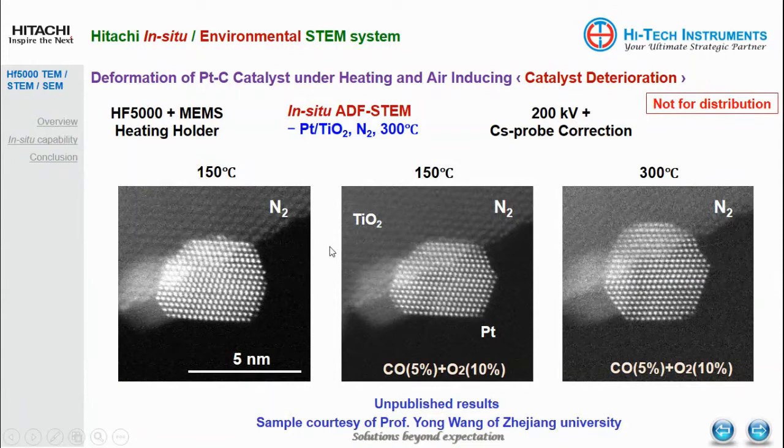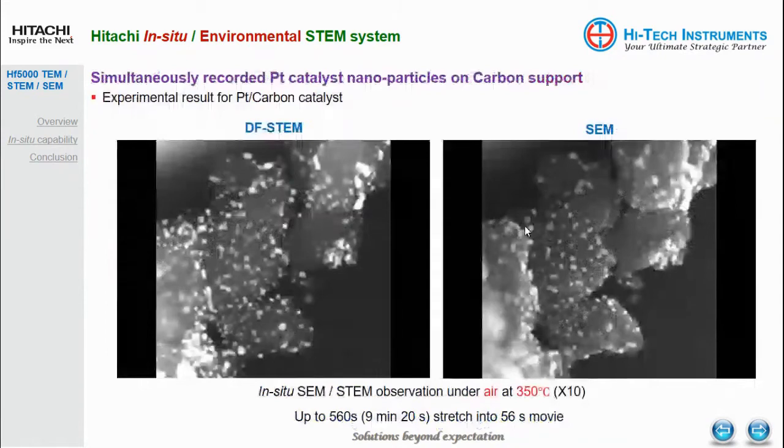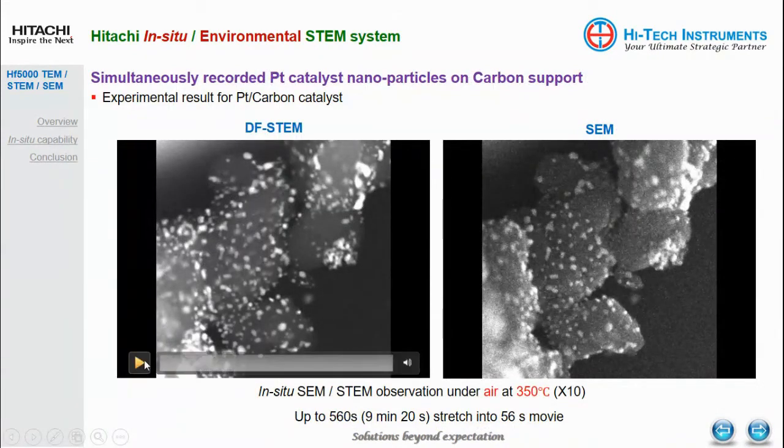This shows that in these different environments, heating at 150 degrees Celsius in nitrogen environment, and even increased to 300 degrees Celsius, atomic resolution can be achieved. It isn't affected by the gas that you have induced, and also the heat that you induce on your sample. The next one is a quick video.